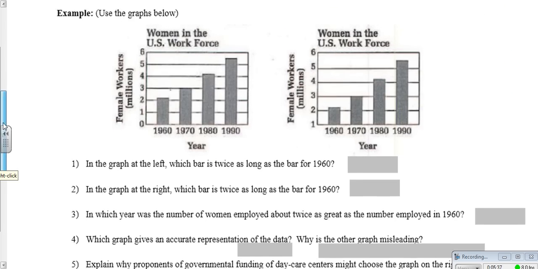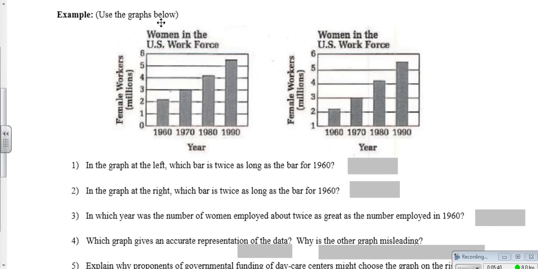Alright, let's use these two graphs. We have women in the workforce. So look at our axes. This is a year. This is in millions of female workers, 1960 to 1990. Same with the graph on the right, 1960 to 1990. Okay, so we'll notice some differences here in a minute.